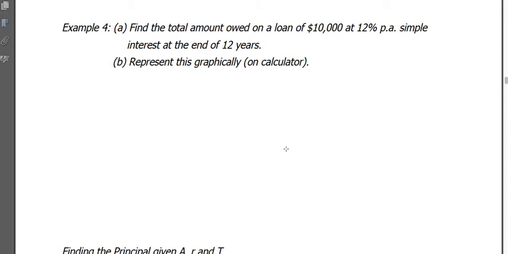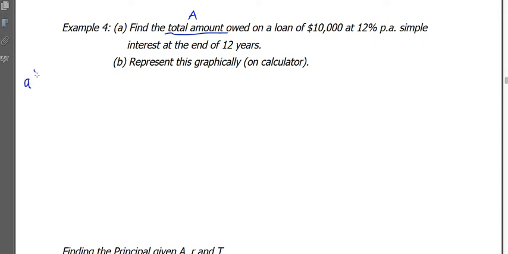Okay, over the page now, if we have a look at this example here, it's asked us to find the total amount owed. So remember, total amount is not I, interest. Total amount is asking us to find A. How much altogether is owed on this loan? So how much altogether are you going to have to pay back? So you've borrowed $10,000, perhaps this is for a car, or something like that. The rate is 12% per annum, it's simple interest, and we're looking at the end of 12 years. It's quite a long time.